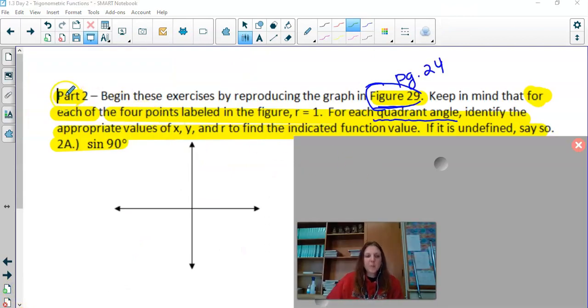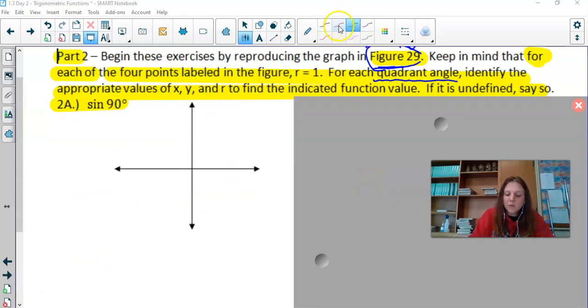In the next examples, you only have to write what's highlighted. So go ahead and pause the video and you're going to write part 2. You're going to write figure 29, which is on page 24. And you can write for each of the 4 points labeled and all of this stuff. And then go ahead and draw the x and y axis. So pause it now and write this down.